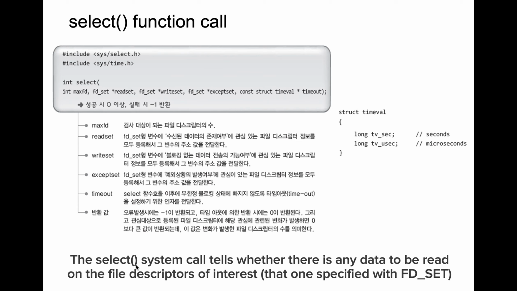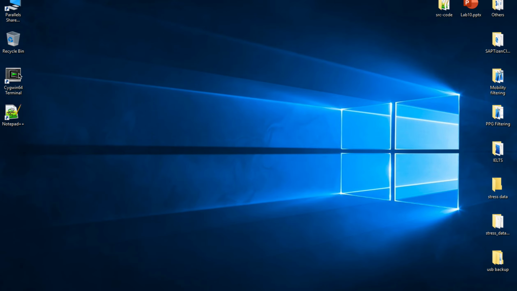The more formal definition and explanation of the select function call is as down below. The select system call tells whether there is any data to be read on the file descriptors of interest, that is, the ones specified with the fdset macro. Alright, that is the end of the slide. So now we can move on to take a look at the source code and understand it by practice.